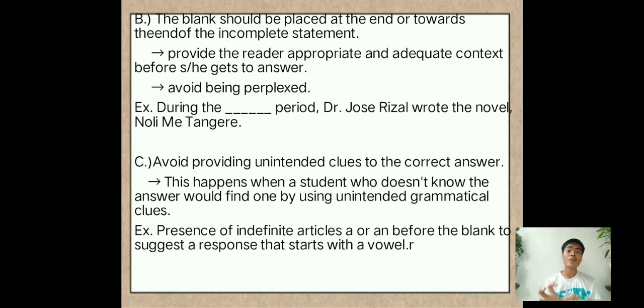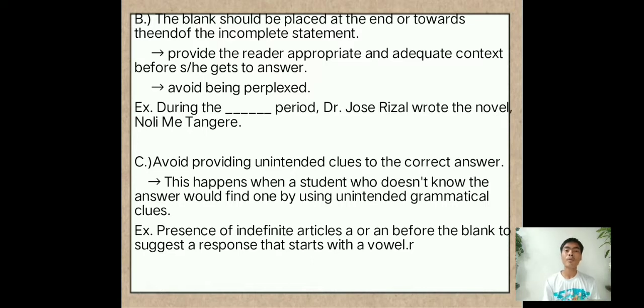For example, "During the blank period, Dr. Jose Rizal wrote the novel Noli Me Tangere." So you should write questions that are not perplexed or arduous in terms of the comprehension of the students.